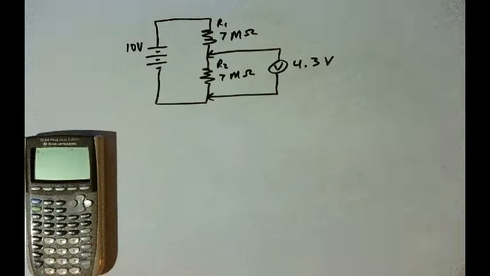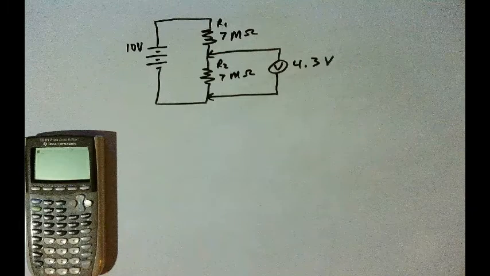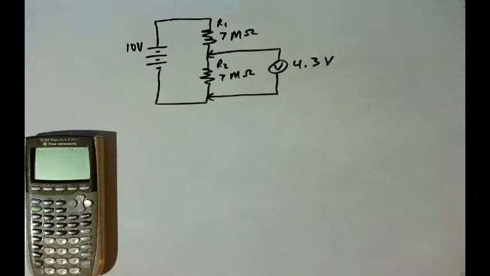In this example, we have R1 and R2 still in series, still equal resistance, 7 mega ohms. And so again, without the voltmeter in the circuit, we expect each resistor to have 5 volts dropped across them. But when we put the meter in the circuit, we measure a voltage of 4.3 volts. And so this time we want to know, well, what is the internal resistance of the voltmeter?